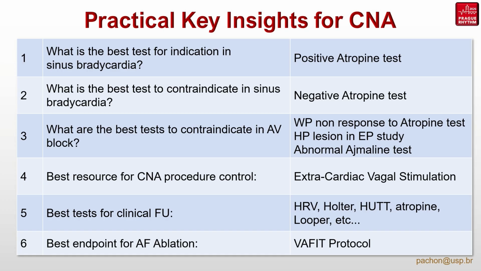What are the best tests to contraindicate in atrioventricular block? It is the Wenckebach, the situation when the Wenckebach point does not respond to atropine test. Also, the HV lesion in EP study, and also an abnormal ajmaline test. I think it is very important because some patients present a high degree of block that may be caused by severe lesions and subclinical lesions of the His-Purkinje system. So we have to take care about this.